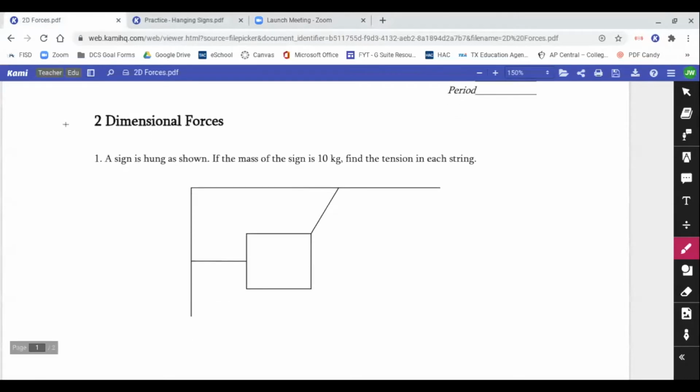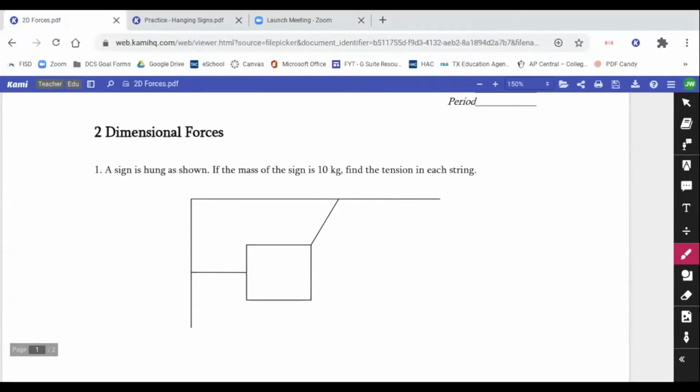Okay, so from Canvas, we can get to this. You can do it straight from your sheet. Is it the sines and angles, or is it two-dimensional forces? Two-dimensional forces. It's going to be the one that's listed as today in class. And there's another one for due by next class. So you're just going to look for the first one, two-dimensional forces.